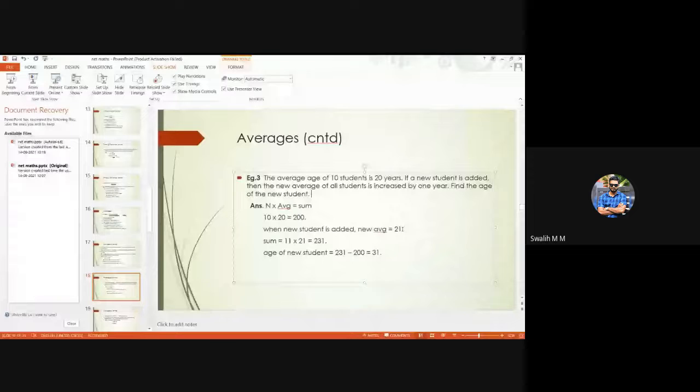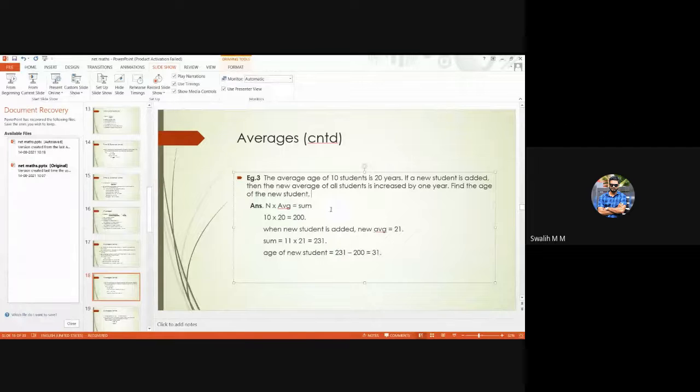So what is the new sum? The average is 21, but you should remember the number is also increasing. There are 11 students as well. So 11 into 21, the new sum would be 231. And what was the earlier sum? When there were 10 students, the total sum was 200. And when there are 11 students, the average becomes 21. So this difference, 231 minus 200, is 31. So the new student must be 31 years old.